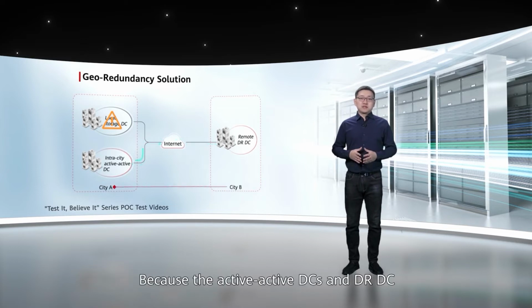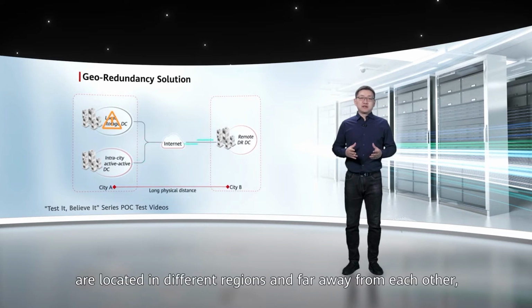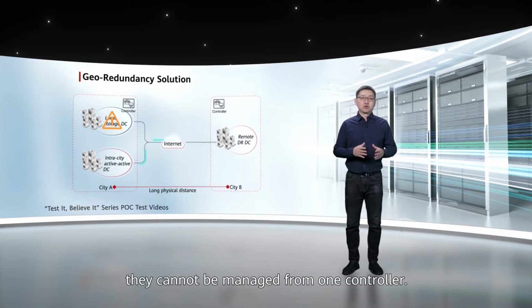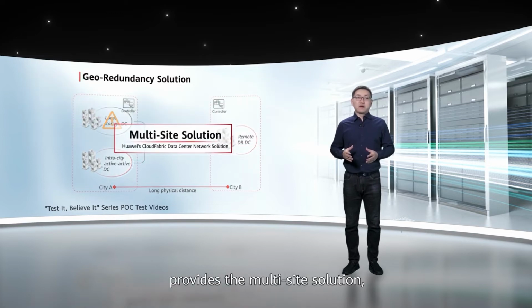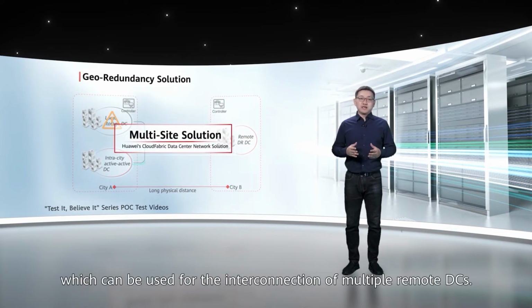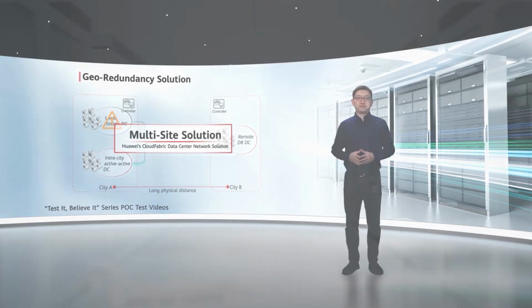Because the active DCs and DRDC are located in different regions and far away from each other, they cannot be managed from one controller. To solve this problem, Huawei's CloudFabric Data Center Network Solution provides the Multisite Solution, which can be used for the interconnection of multiple remote DCs.